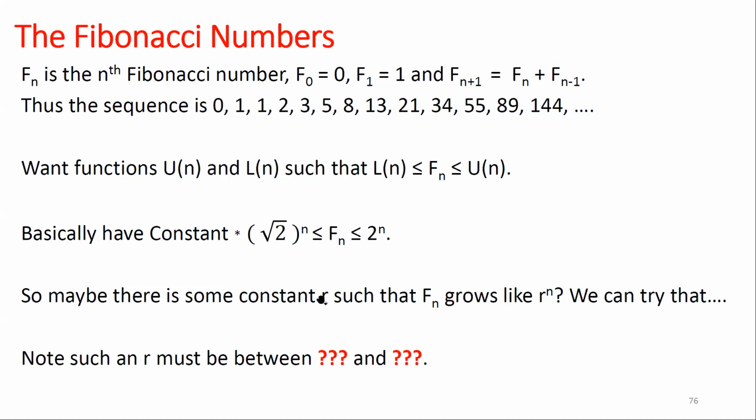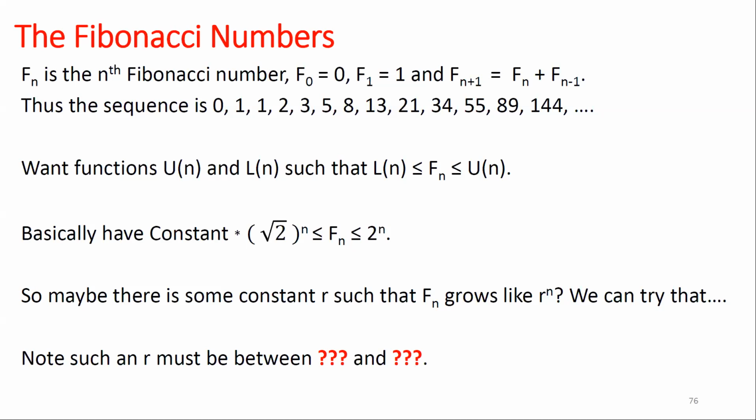So here is the conjecture. Maybe there is some special constant r, such that the nth Fibonacci number is growing like r to the n. So where do you think that r must be? What do you think might be an upper bound for that r, and what might be a lower bound for the r? Well, what do we know about how large Fn is? Root 2 to the n is less than or equal to the nth Fibonacci, which is less than or equal to 2 to the n. We're now guessing that Fn is like r to the n.